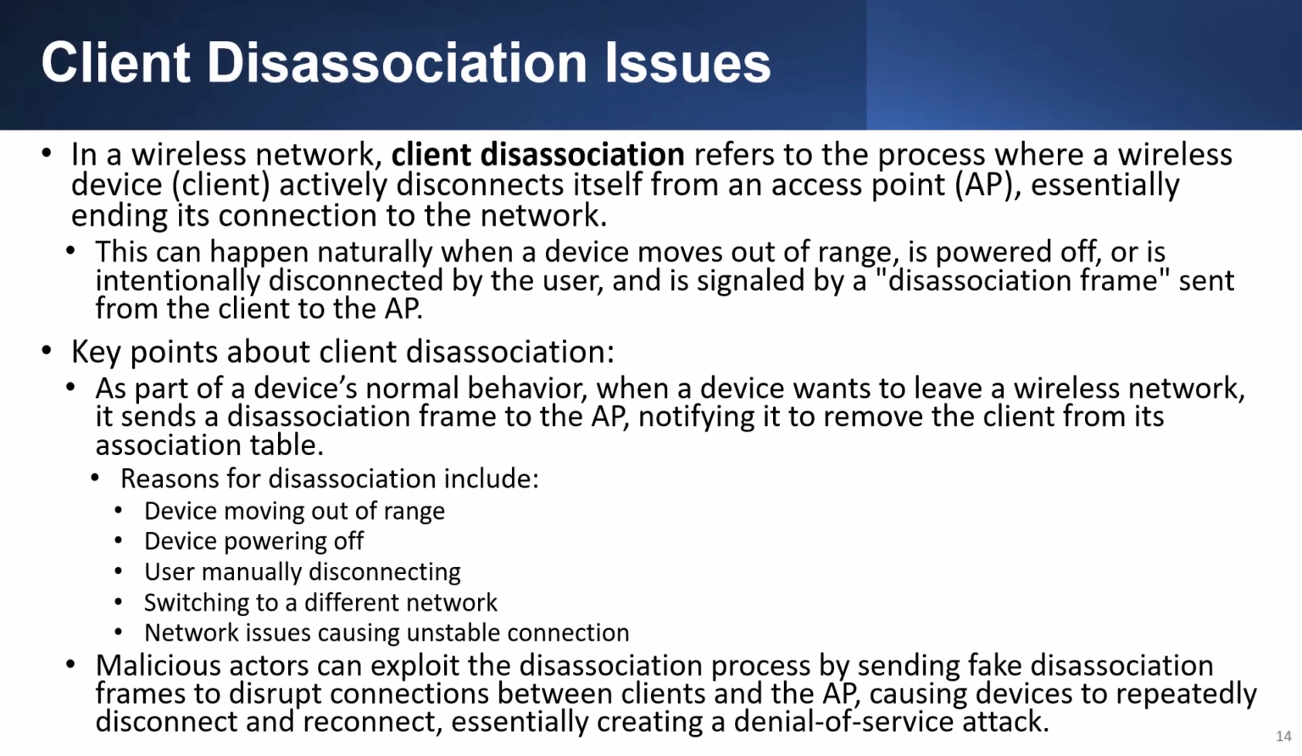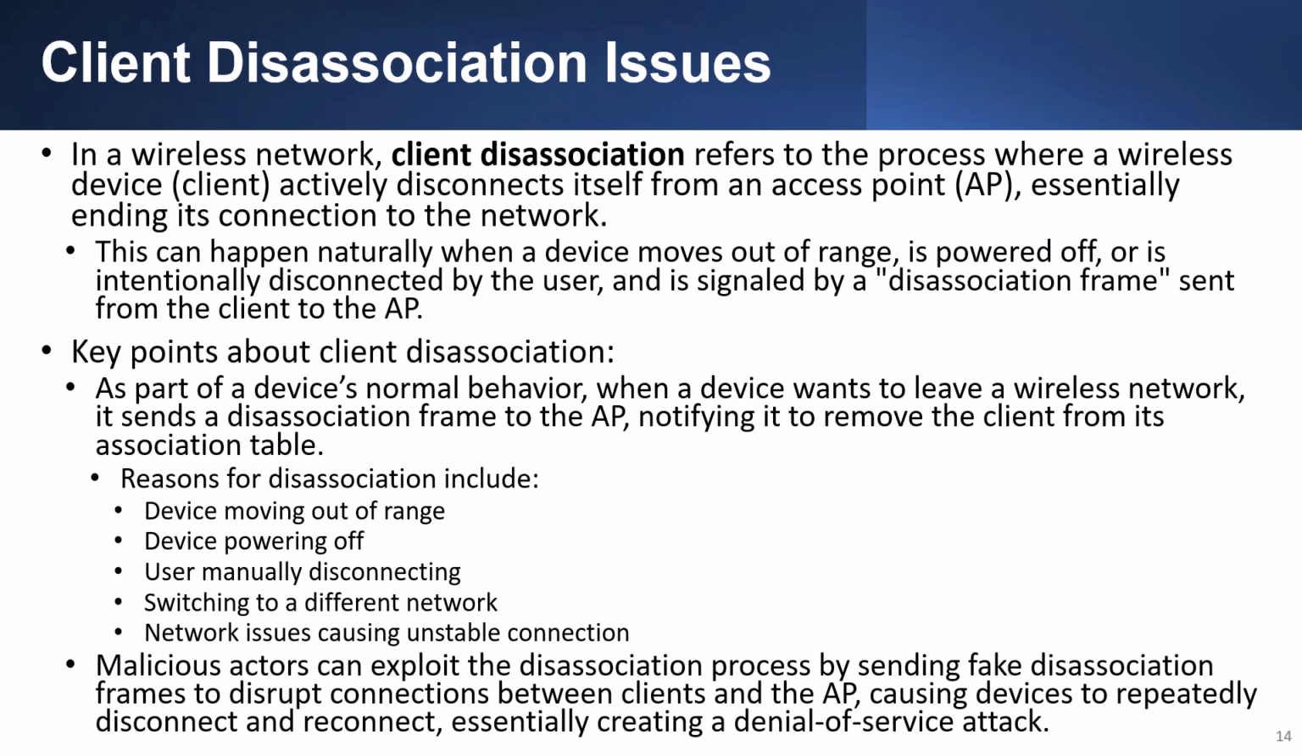In a wireless network, client disassociation refers to the process where a wireless device or client actively disconnects itself from an access point, essentially ending its connection to the network. This can happen naturally when a device moves out of range, is powered off, or is intentionally disconnected by the user, and is signaled by a disassociation frame sent from the client to the access point.